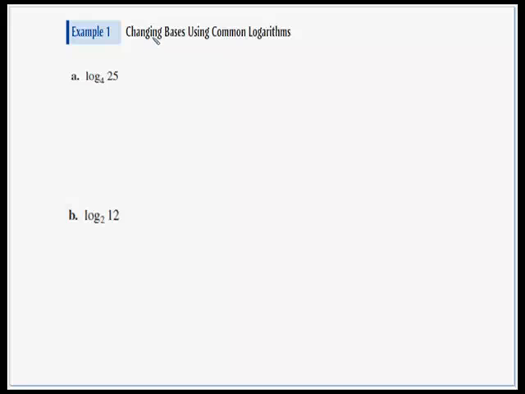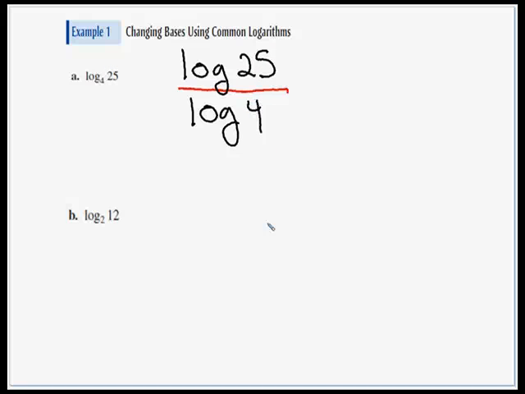So change bases using the common log. So this is log base 4 of 25. We want to change this into a log base 10. And we don't have to write the base 10 if we don't want to. Just the log, and the 10 is implied. So we're going to put the 25 in the numerator and the 4 in the denominator. And now we can do this on the calculator. And that's the point. This we could not do on the calculator. Now we could do this.